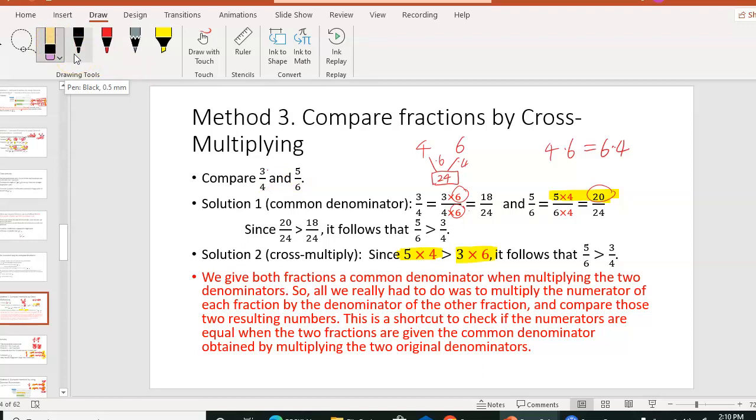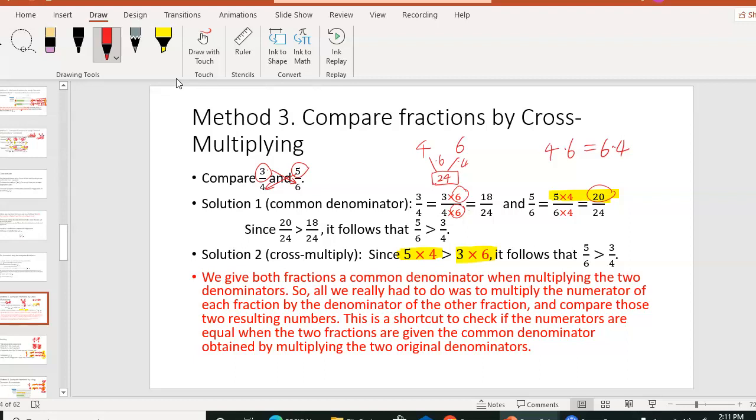So what we really had to do was to multiply numerators of each fraction by the denominator of the other. So we take the numerator, multiply the other denominator, not the same denominator. Okay, we don't do 3 times 4. So we take the numerator times the other denominator. Okay, and this is a shortcut to check which numerators are bigger when two fractions are given in the common denominator obtained by multiplying the two original denominators.